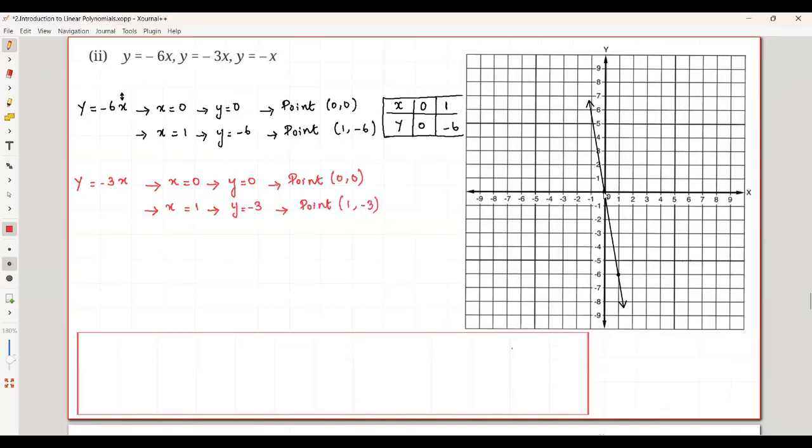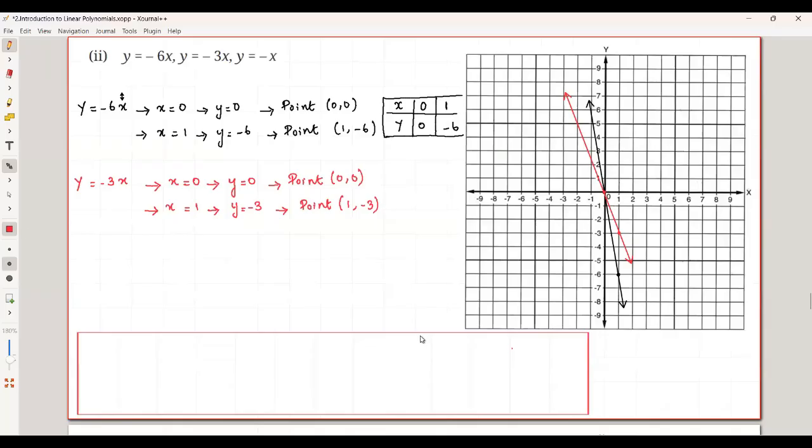Now I can plot the point. This is 0 comma 0. Next 1 comma minus 3. This is 1 and this is minus 3. Now I can just join the line. You make it like this. So just join. That is passing through the origin. Yes, correct. Second line is over.